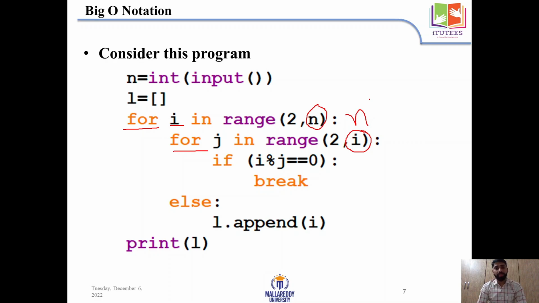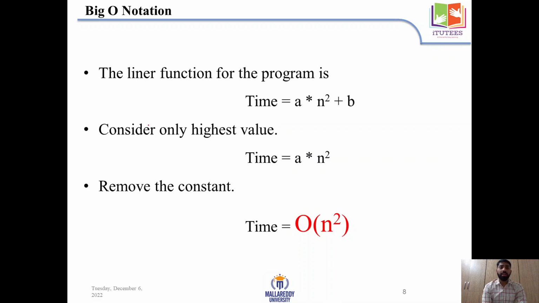That means here we are using nested for loops. Now what is the time complexity for this? The linear function for the program is a into n square plus b. So one for loop gives a into n plus b. If there is no for loop, then a. If there are nested for loops, then we represent it as a into n square plus b. So consider only the highest value. Remove this b, keep a into n square, and remove the constant a. What's the time complexity now? Big O of n square here.